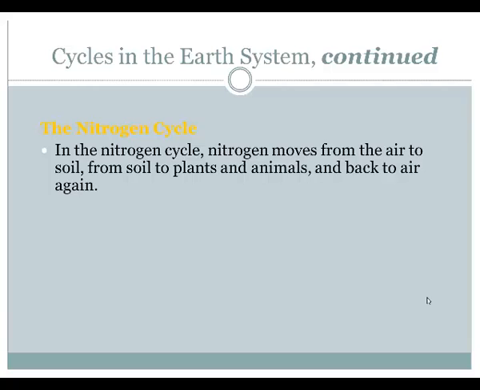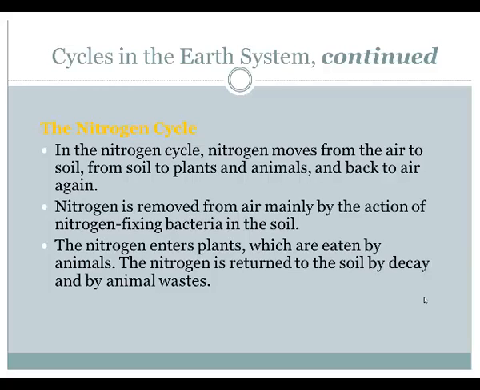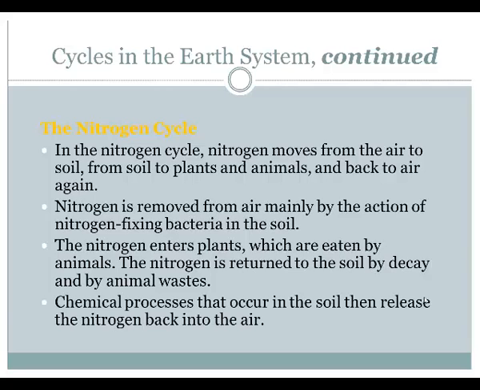So the nitrogen cycle. In the nitrogen cycle, nitrogen moves from the air to soil, to plants, and then into animals. And then it also moves back into the air again through the process of decomposition. Nitrogen is removed from the air mainly by the action of nitrogen-fixing bacteria in the soil. The nitrogen enters plants, which are eaten by animals. The nitrogen is returned to the soil by the decay of materials as they're broken down by bacteria, and also through animal wastes. Chemical processes that occur in the soil then release the nitrogen back into the air.